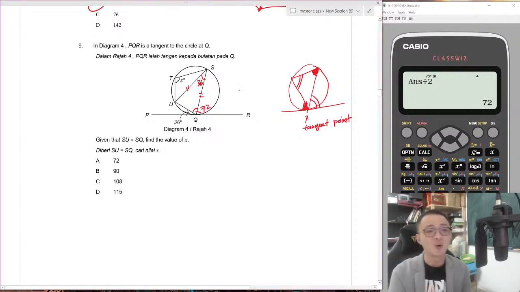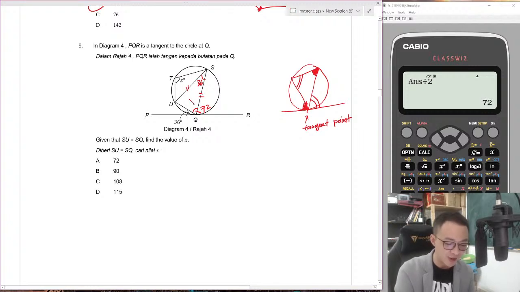And then we have a cyclic quadrilateral. A cyclic quadrilateral is a quadrilateral inside the circle, and opposite angles added together must be 180. So therefore, x will be 180 minus 72, which is 108.